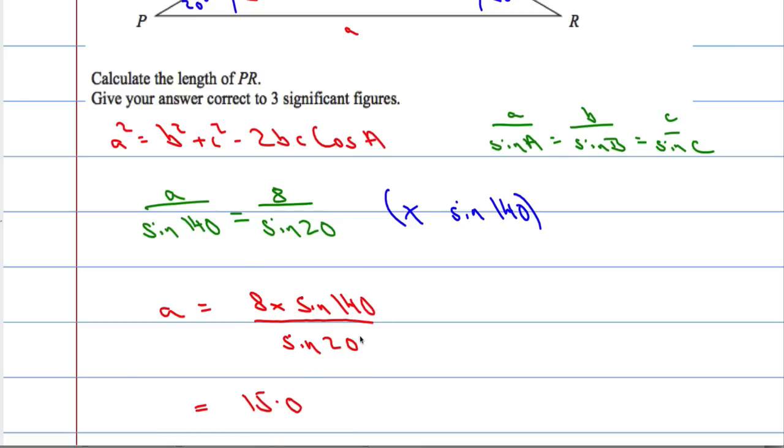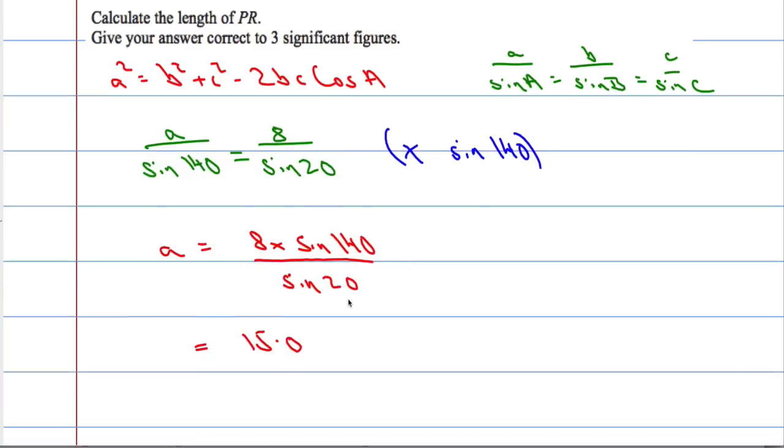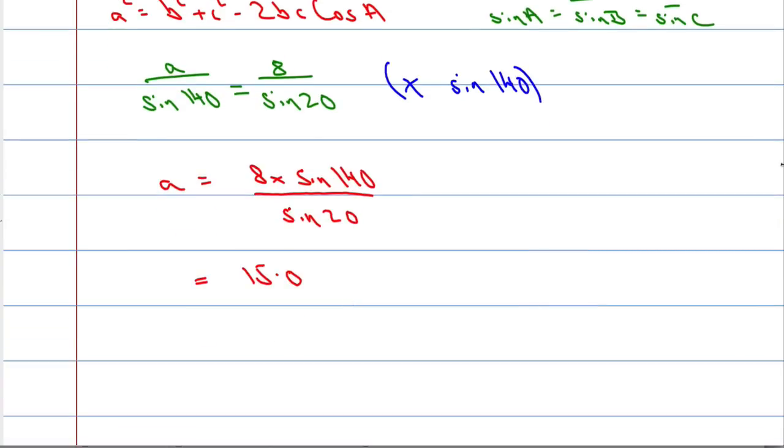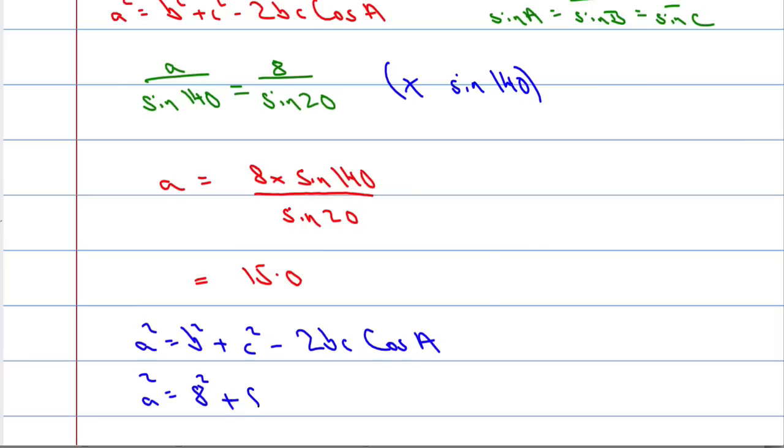I'm actually feeling a little bit generous now, so I'm going to do it using the cosine rule as well. So A squared, let's write it down. A squared equals B squared plus C squared minus 2BC cosine A. So A squared will equal B squared, which is 8 squared, plus C squared, which is also 8 squared, minus 2 times 8 times 8 times the cosine of 140.